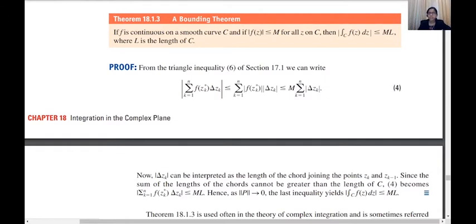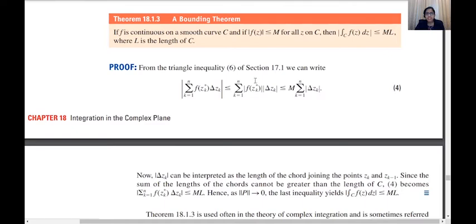Let's move on to the proof, a small and pretty simple proof which is given in your textbook. We know the summation for k equal to 1 to n of f(zk) into delta zk. This is how we get the terms when partitioning the curve. This is clearly less than or equal to the summation of mod f(zk) into delta zk. That is the triangle inequality: mod of a plus b is less than or equal to mod a plus mod b, or mod z1 plus z2 is less than or equal to mod z1 plus mod z2.